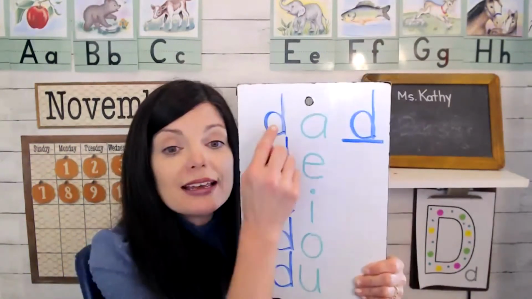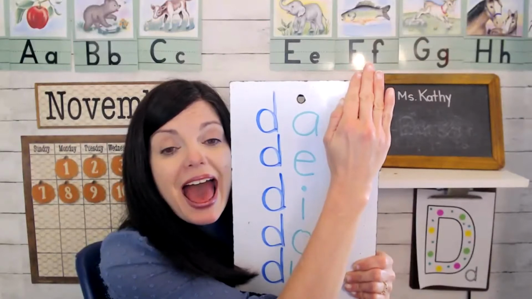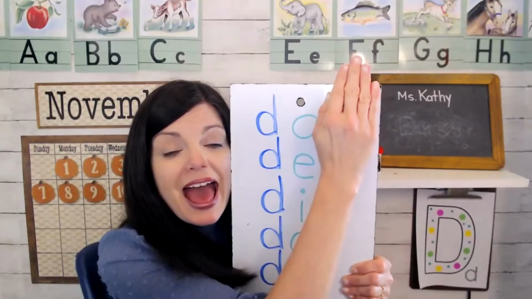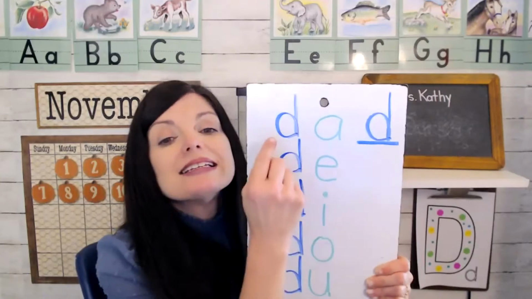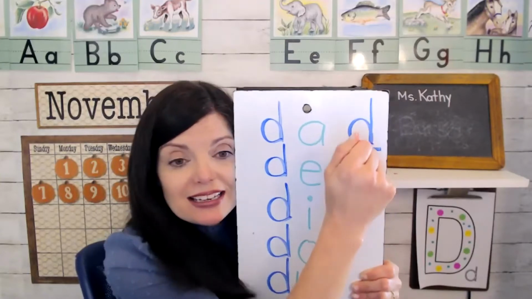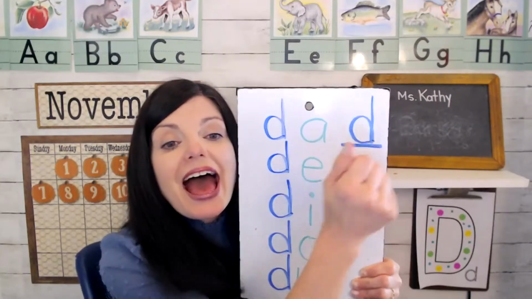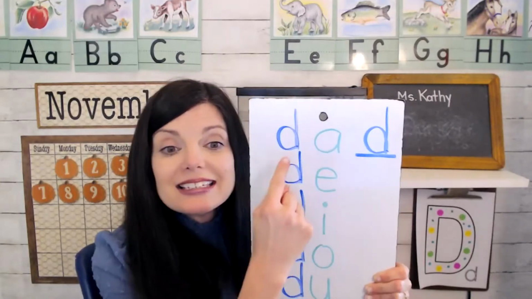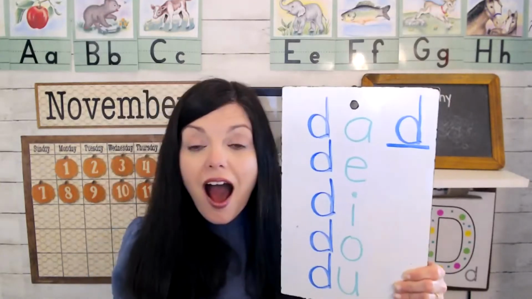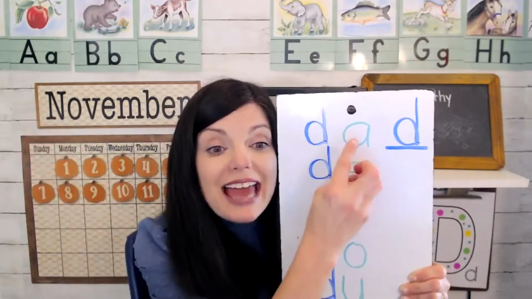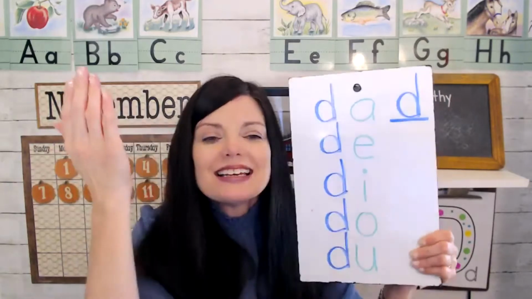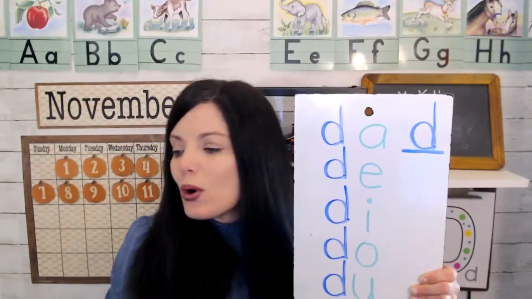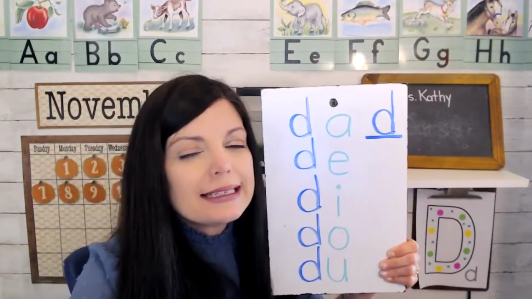Let's try it. This part is da. You just did that one. Da. D. You know what D says? D. Dad. Dad. You just read the word dad all by yourself. D-A-D is dad.